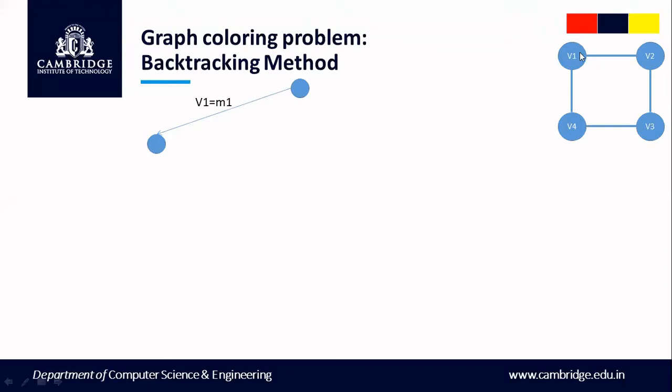So the first color which we have assigned for V1 is M1. So left over is M2 or M3. If we try to choose M2 for vertex 2, then we have the next option for assigning vertex 3. Vertex 3 can be assigned any of the colors except M2. Am I right? Yes, sir. So we can assign M1 or M3.